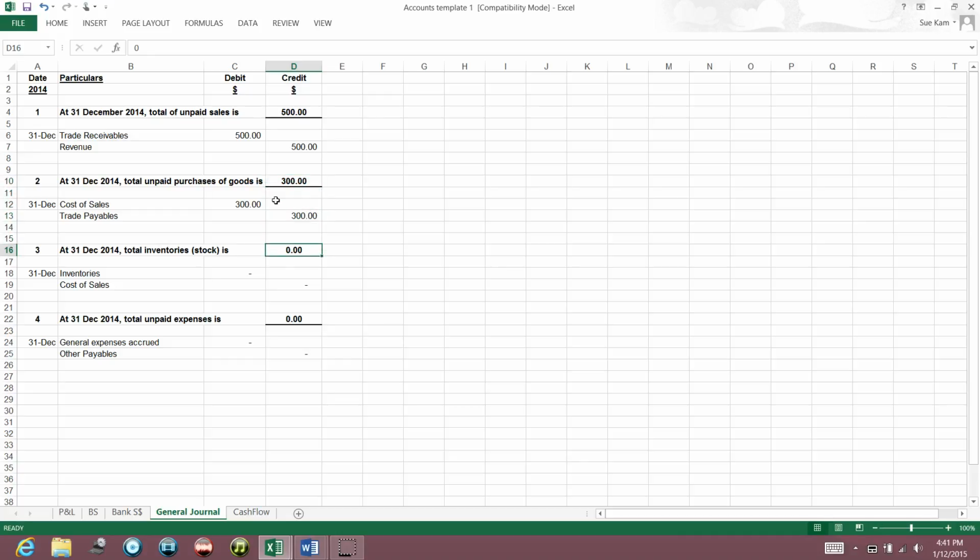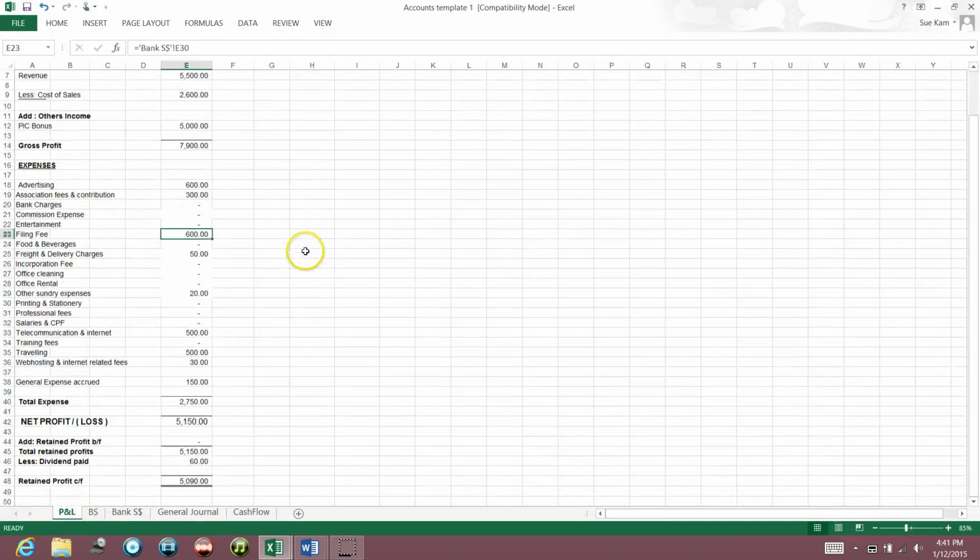So how much is my inventory? Maybe 200, I don't know. How much are my unpaid expenses? Maybe 150. So after I do this, that means I have only keyed in the bank and this general journal sheet. Then I come to P&L.